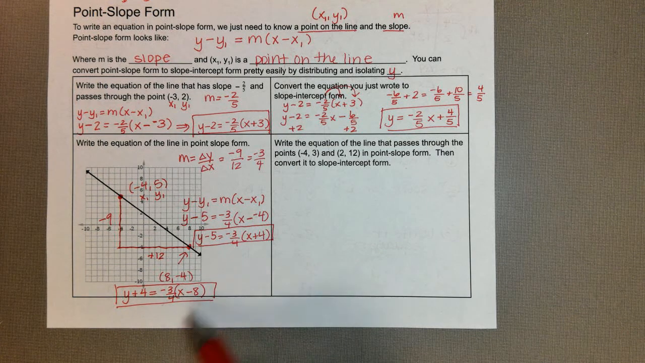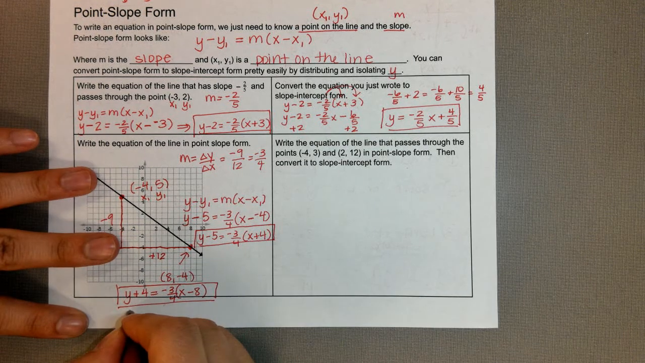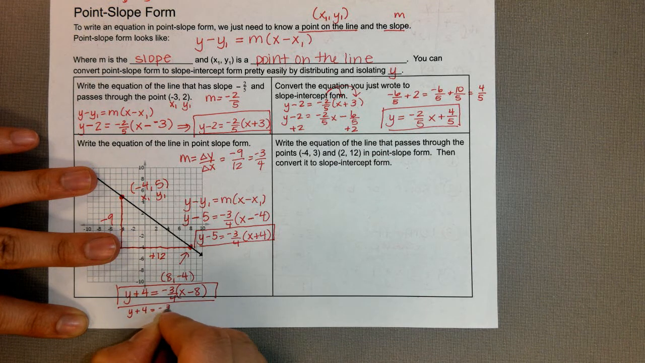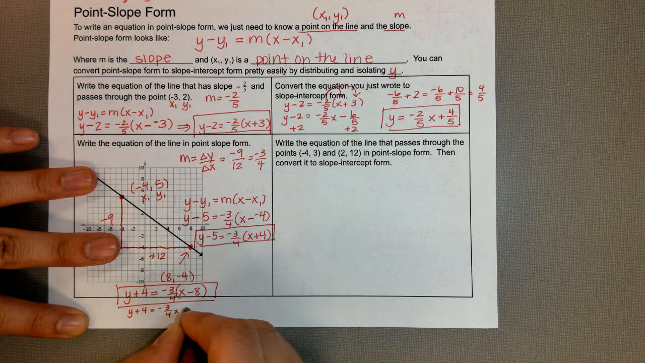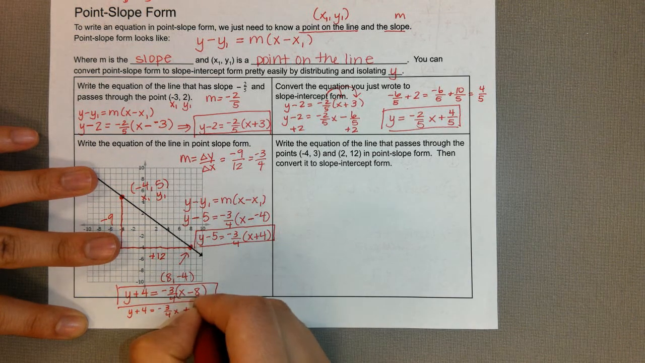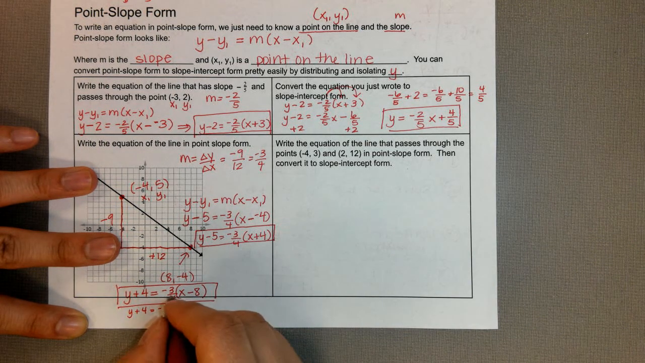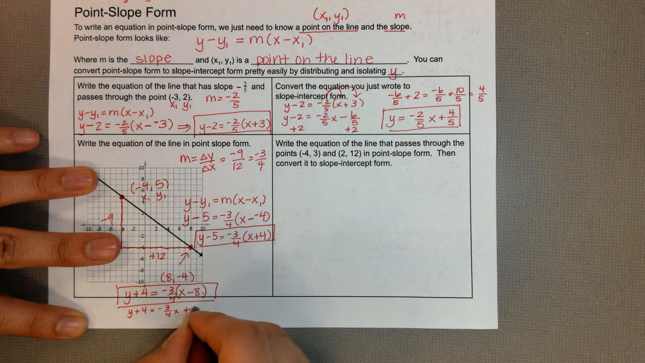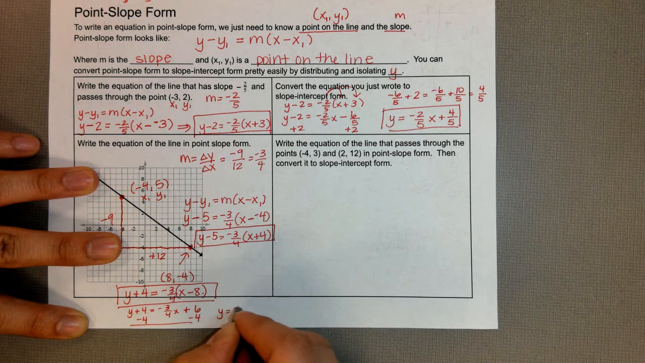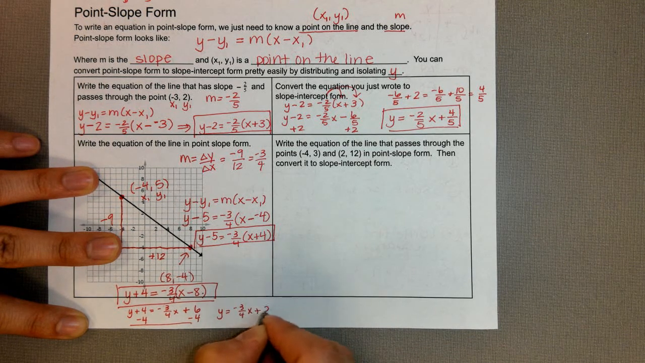It looks a little bit different, but if I were to simplify this, I would get the same thing. I'll show you one. So if I do this one, y plus 4 equals negative 3 over 4 x plus negative 3 over 4 times negative 8 is going to be a positive, and it's going to be 24 divided by 4, so this is going to be 6. And then if I subtract 4 from both sides, I get y equals negative 3 over 4 x plus 2.